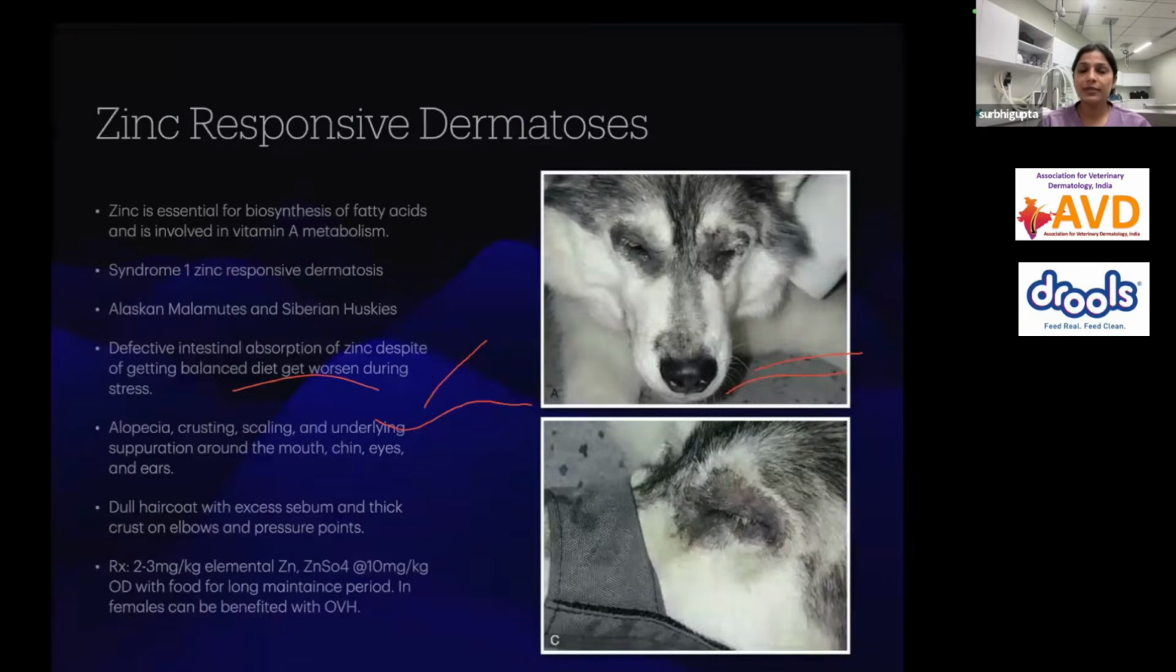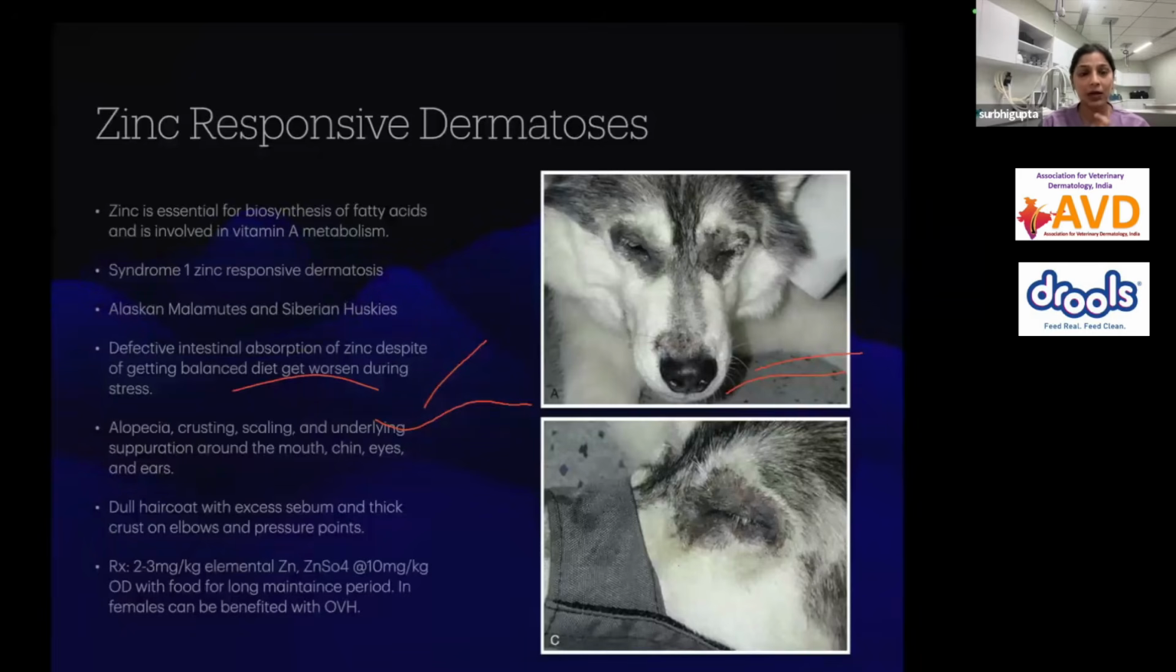Another condition is zinc responsive dermatosis. Zinc is an essential part of the keratinization process. So there are basically two types: syndrome 1 and syndrome 2. In syndrome 1, some breeds are prone to this condition. For example, the huskies are mainly prone.